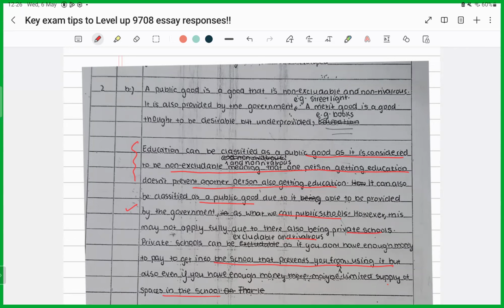You see, a merit good is a good that, we all know, is underconsumed or underprovided if left to the market forces. Why? Because the consumers are unable to understand the merits, and that is why they underconsume it. And the private sector, if you leave it entirely to the private sector, it is underproduced.